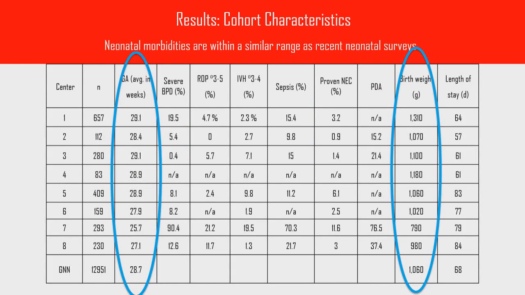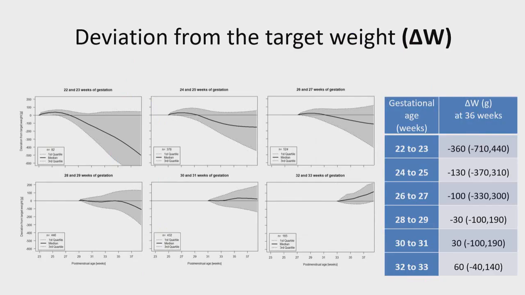Here you see an overview. The slide is very busy, but I only would like to mention that the mean gestational age was similar between the cohorts, and also the birth weight was in a similar range. So we compared similar infants from different units.